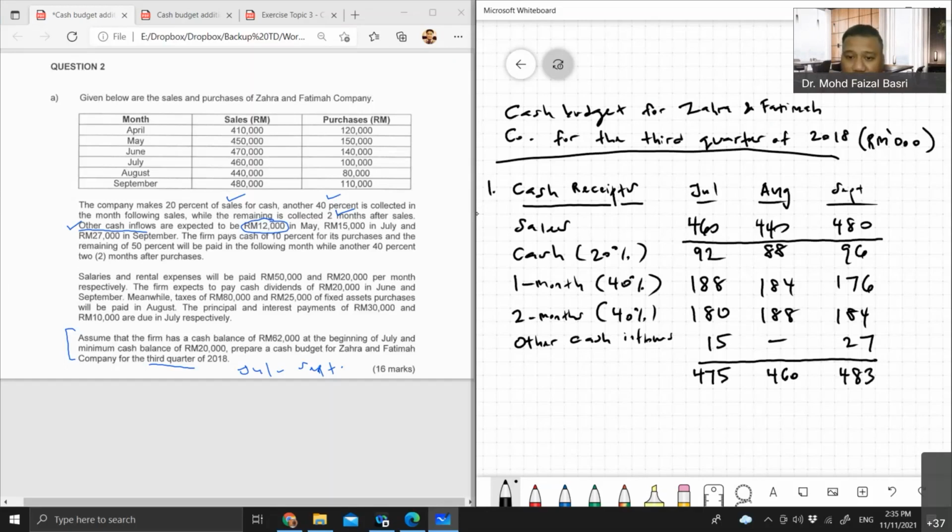Okay, and this is called total cash receipts. Okay, the cash receipt. So this is basically the total of cash receipts. This one. Okay, so this is our first part. Okay, just like our income statement, we record all the income and then we deduct all the expenses to see whether it's profit or not. So cuma ni bukan nak check tengok profit or not lah. We are looking at whether they have excess of cash or deficit of cash.